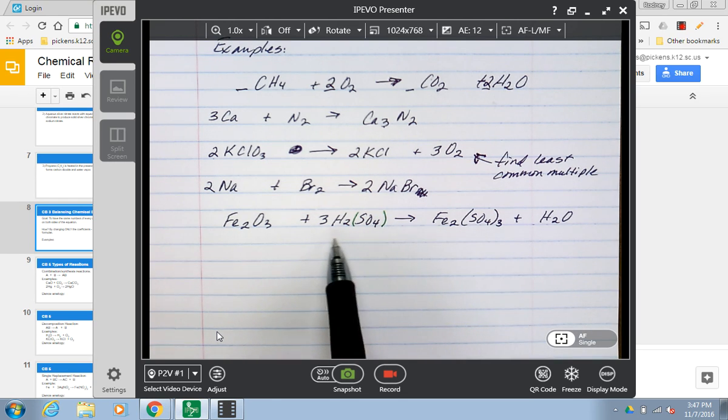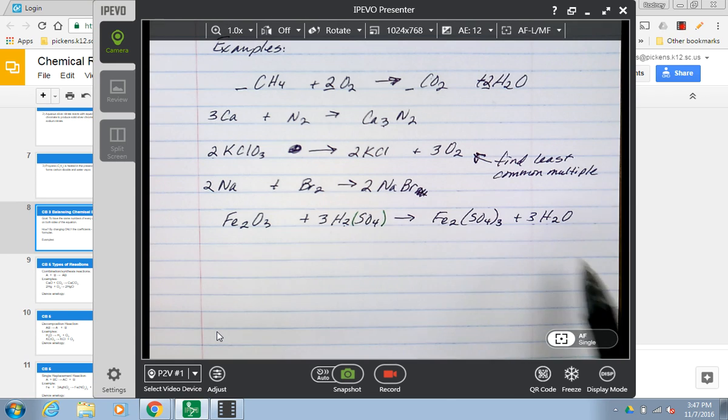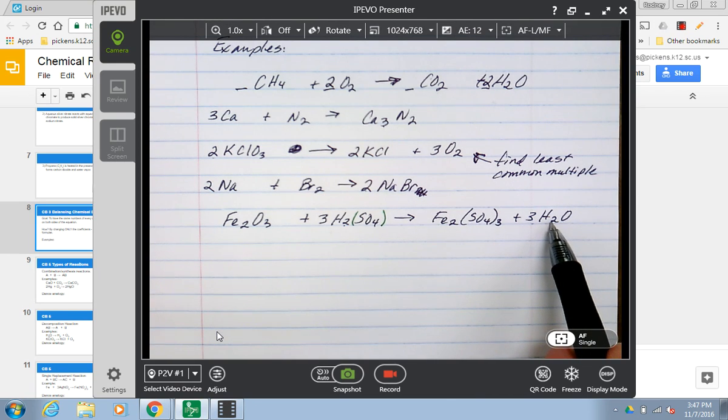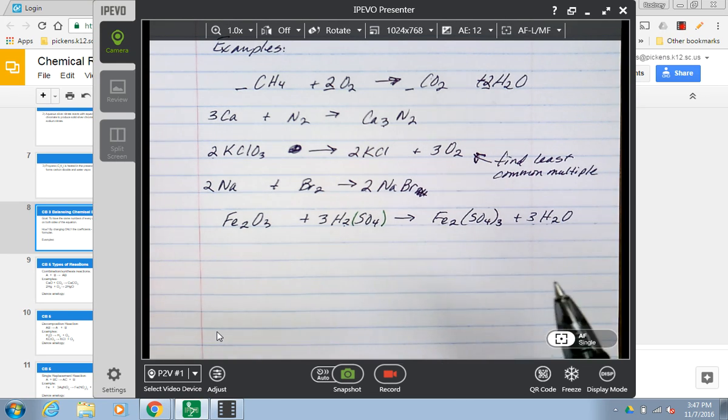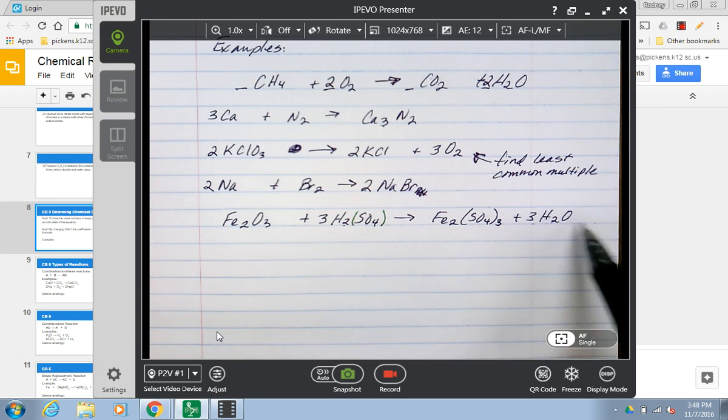So now let's take a look at our hydrogen next, working our stuff kind of backwards. 3 times 2 is 6. So what can I do on this side? Well, place a 3 here. 3 times 2 is 6 hydrogens. Now, what about my oxygens? 3 on the left-hand side here, and 3 times 1 is 3 on the right-hand side. So that took care of itself.